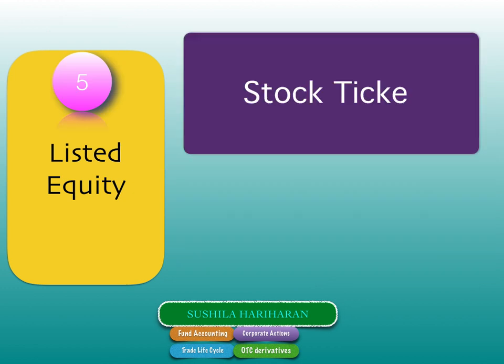Listed equity involves trading on the centralized stock exchange. Once the company does an IPO, there is a listing on the stock exchange. The company is issued what is called a stock ticker. The ticker is an alphabetical short form for traders to communicate with each other.